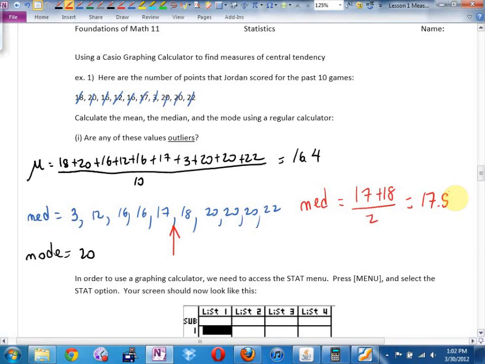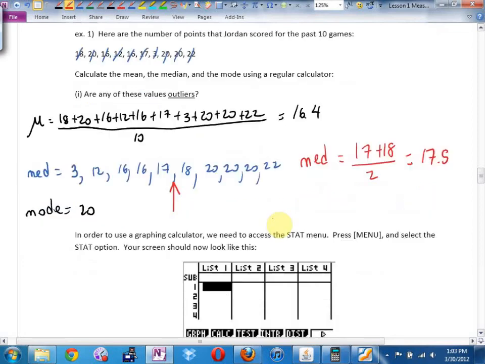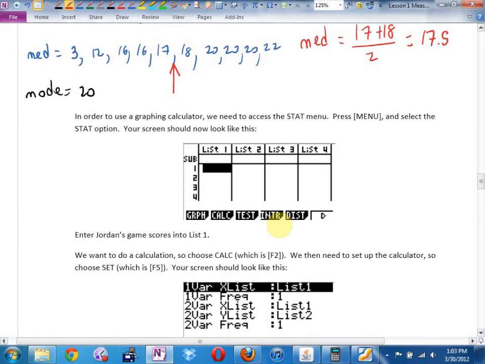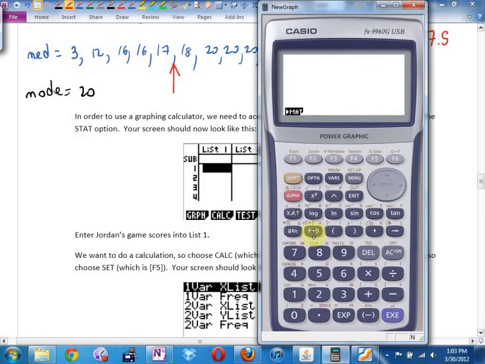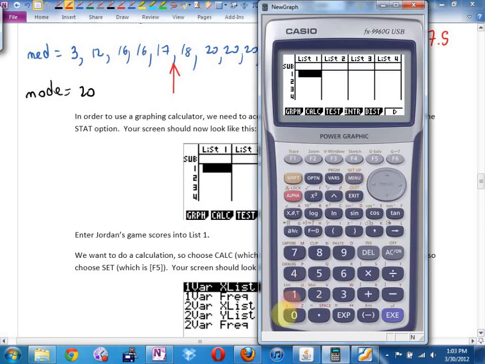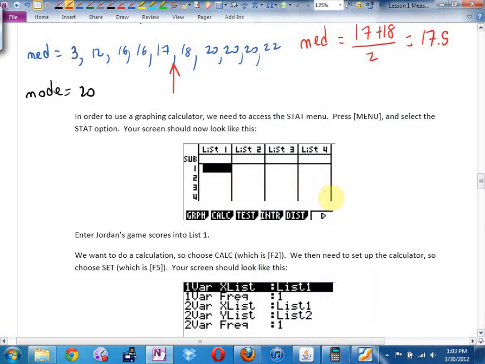Let's see if we can get some technology to do some of this for us. Now, we're not going to be able to get away from typing the numbers out at least once. Once we have them typed in, we can use them over and over. You'll notice, Simon, I rewrote it once here and once here. There's got to be a better way than rewriting the same thing over and over. So in order to use a graphing calculator, we need to access the stat menu. If you press menu and select the stat option, menu, stat, your screen should look like this. Yes?